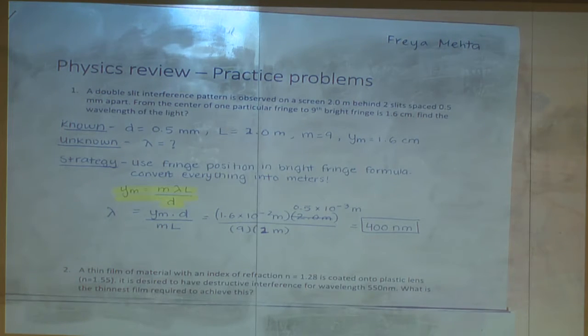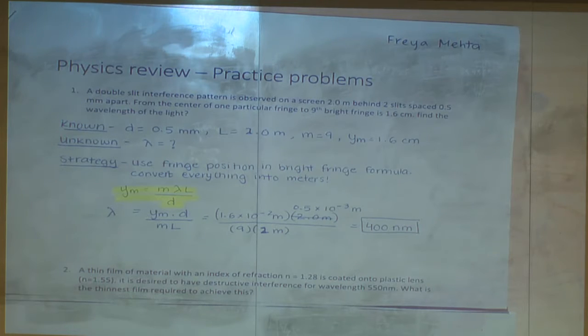So we have a thin film of material with an index of refraction n equals 1.28, coated onto a plastic lens, and the refractive index for the plastic lens is 1.55. It is desired to have destructive interference for wavelength 550 nanometers, so we're required to find the thickness of the film.